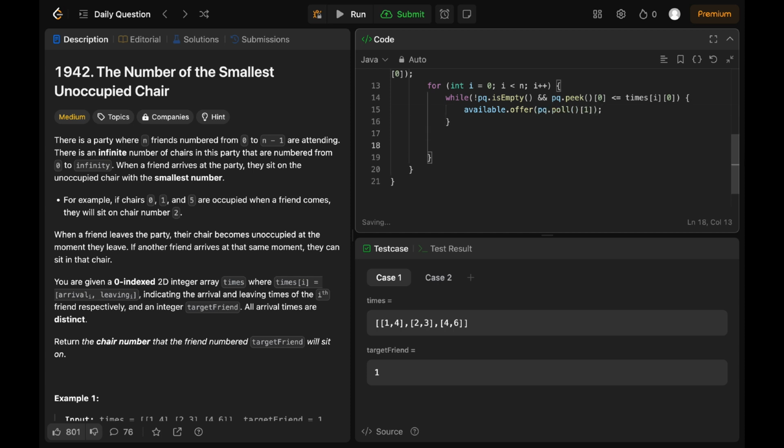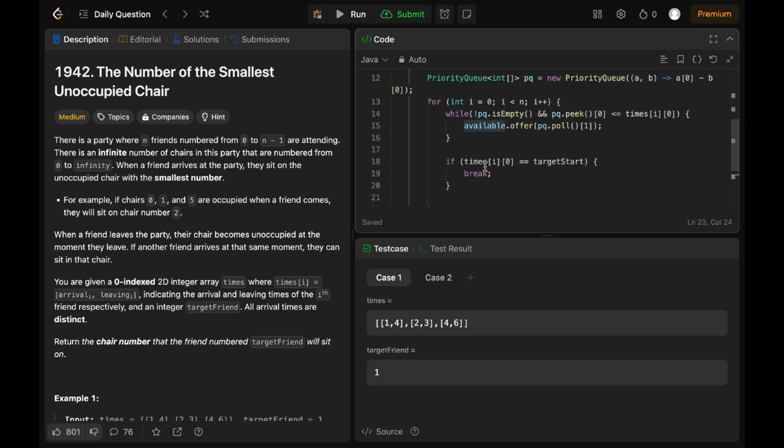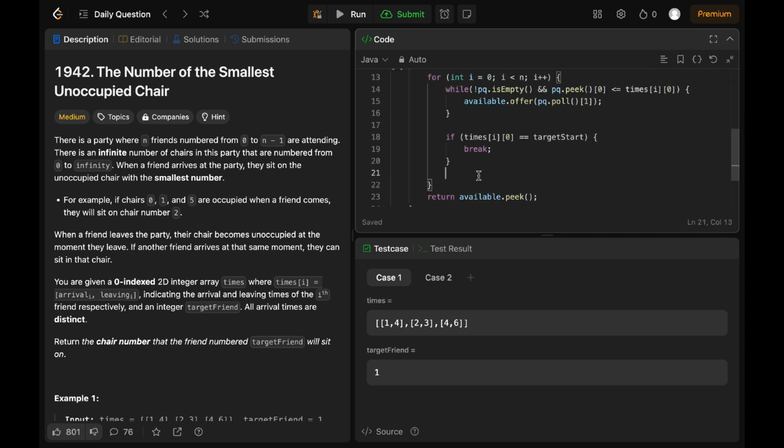Now, once we have freed up all the chairs, we will check if we have reached the target friend, and we can do that just by checking if the current friend's start time is equal to the target friend's start time. And if yes, then we need to return the smallest element. So what we can do is just break out of the loop. And now we can return the top of the available min heap as the smallest chair for the target friend. Also note that I could have returned from here itself, but then I would have to return -1 here because otherwise the Java compiler would have complained.